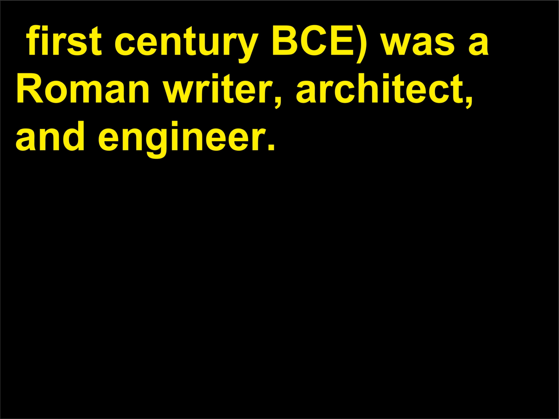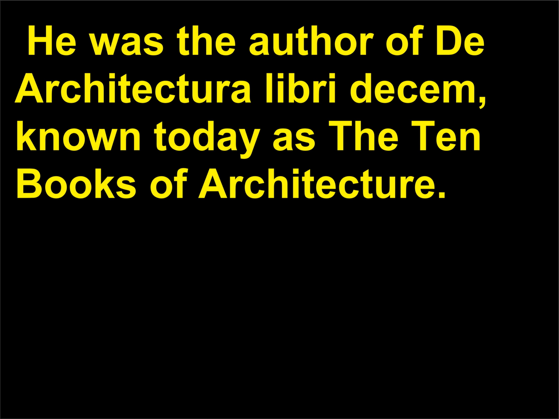Who was Vitruvius? Marcus Vitruvius Pollio, c. 1st century BCE, was a Roman writer, architect, and engineer. He was the author of De Architectura Libri Decem, known today as the Ten Books on Architecture.